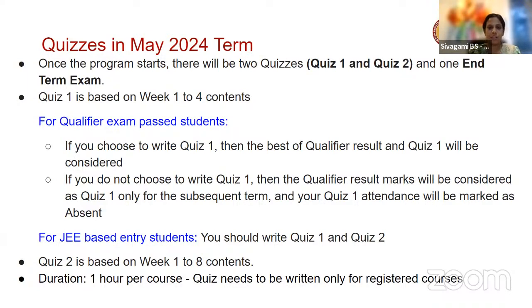You are a Jan term student, you have cleared the qualifier then. Now, May term, you have registered for the foundation subjects. And in the May term, if you don't write quiz 1, your qualifier result will be considered as quiz 1 only for the May term. That is only for the first quiz 1 in May term. Okay, going forward, you will have to attend all the quizzes. And for JEE students, quiz 1 and quiz 2 have to be attended.